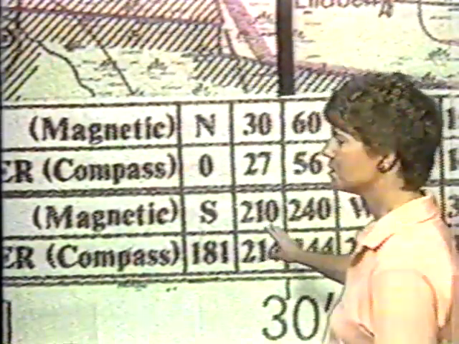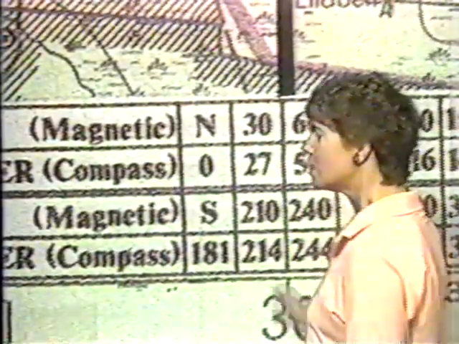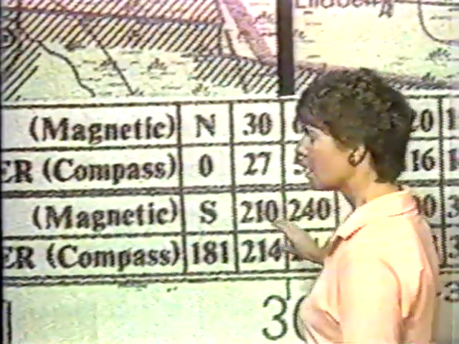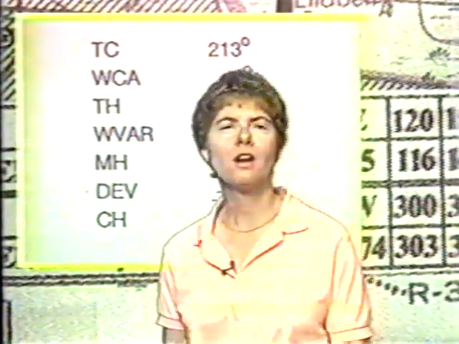Well, 207 is a lot closer to 210 than it is to 180, so let's use a correction factor of +4. We're going to use a correction factor of +4 for the deviation, and that will give us a compass heading of 211 degrees. Okay, let's recap how we got from our true course to our compass heading.